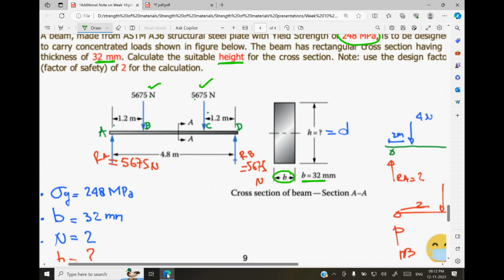You can calculate the suitable height. In our case it is D. That's what we say, height is equal to question mark. We say it is depth. Note, use the design factor of safety of 2 in the calculation. See, you have to use factor of safety over here. This is the most important thing.